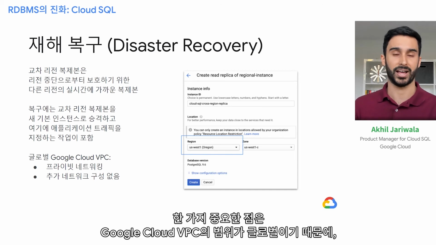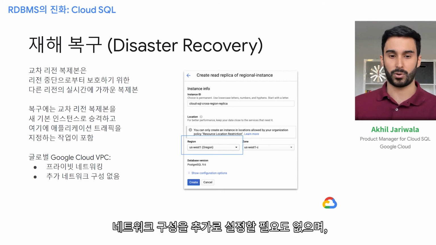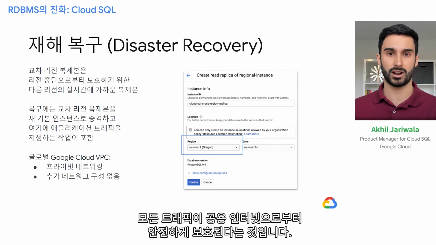One important thing to highlight is that because Google Cloud's VPCs are global in scope, setting up another read replica in another region is as little work as setting up a read replica in the same region. There's really no additional networking configuration that needs to be performed. And better still, data can be sent from the primary instance to the cross-region replica within the same project using private IP, ensuring that all of the traffic is secure and kept off the public internet.